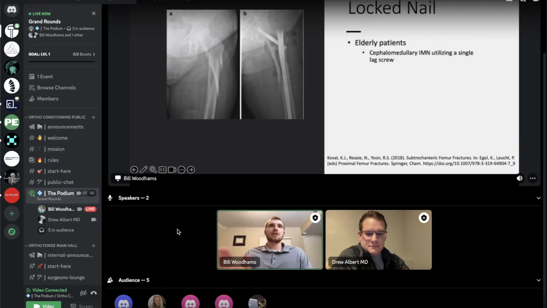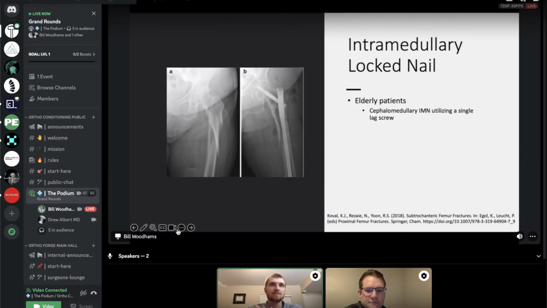All right. So the intramedullary locked nail, you're using this in your elderly patients. It's a cephalomedullary intramedullary locked nail, utilizing a single lag screw. There you can see your subtrochanteric femur fracture, pre and post-op. It has been effectively reduced. The nail is intramedullary and it should heal up well. So that is your gold standard treatment option. Nice.